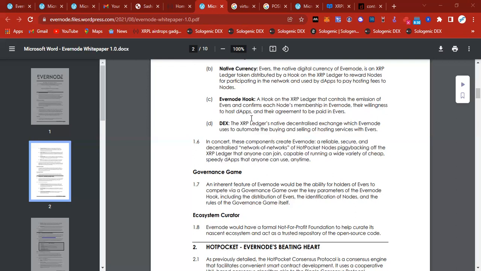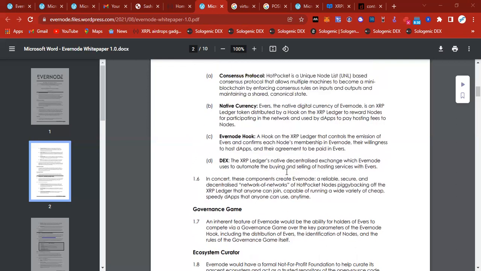And then the other part of this is the DEX. So that's the decentralized exchange.